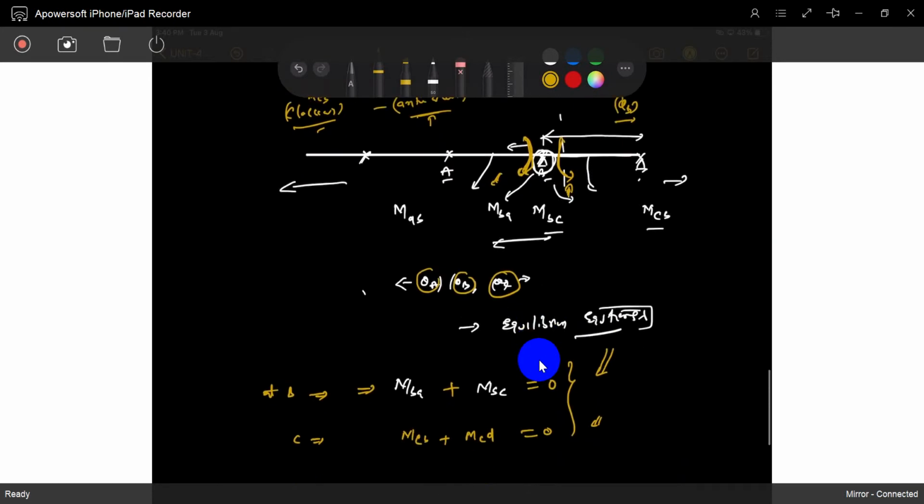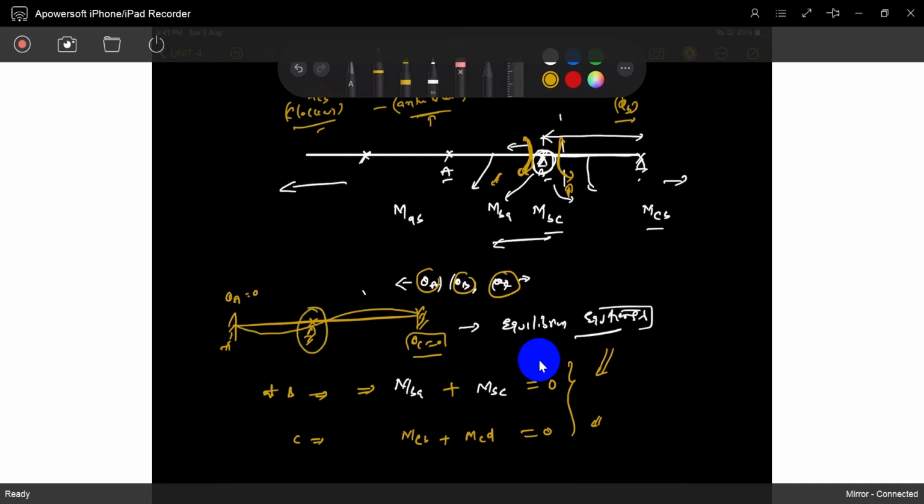And also some other equilibrium equations are there. How can you do it? If a span is there like this, you will get the equilibrium equation theta A is 0. You already know it. Theta C also 0. If it is an end support and it is a fixed support, you will directly find that theta A is 0, theta C is 0. Only we have to find out theta B.